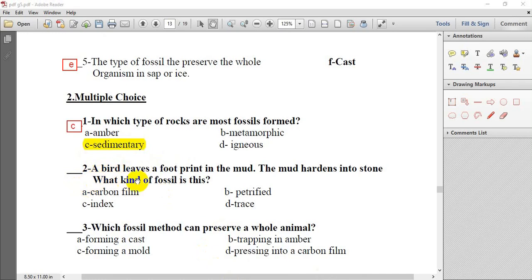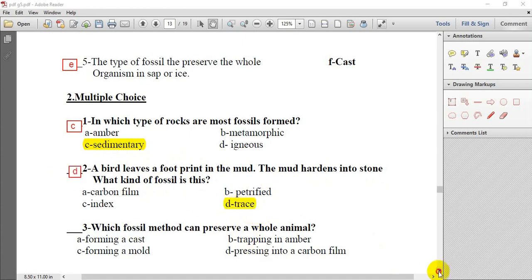Next question. A bird leaves a footprint in the mud. The mud hardens into stone. What kind of fossil is this? When the bird leaves a footprint in the mud and the mud hardens and keeps the footprint inside the rock, this is called trace fossil. The trace fossil is anything left from the animal, like a tooth, footprint, or piece of the skeleton. We call it trace fossil. So letter D.